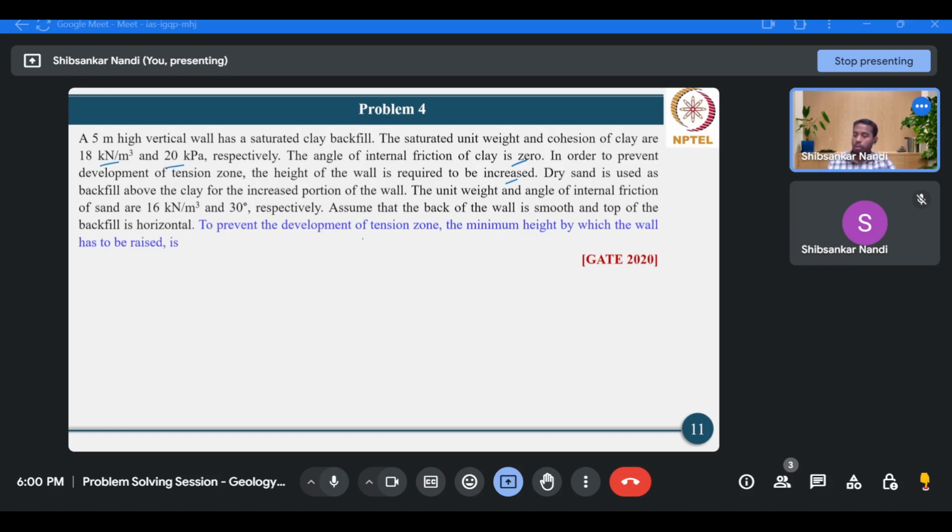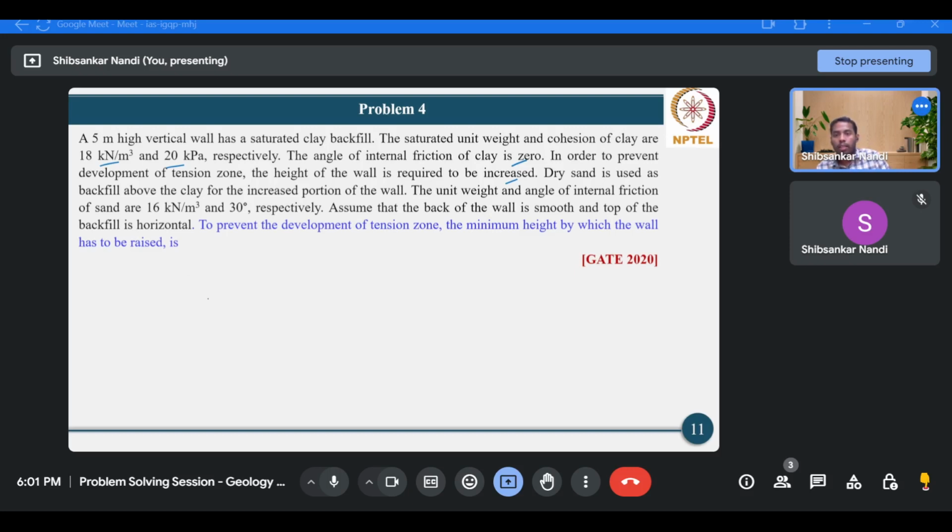So this is a very simple question. To answer this question, we have to use the concept of tension zone or tension crack that we have already discussed in the previous problem, and we'll see the application of that concept through this numerical example. Two scenarios are mentioned in this problem, so we'll discuss them one by one.